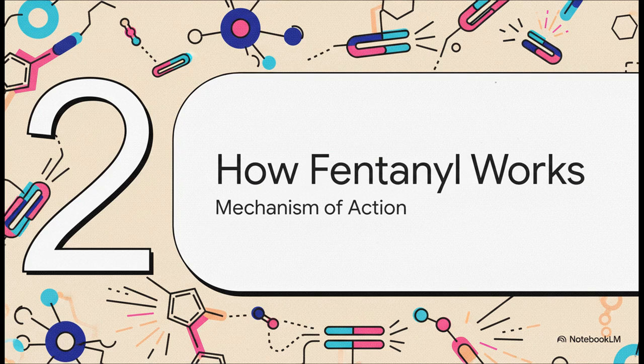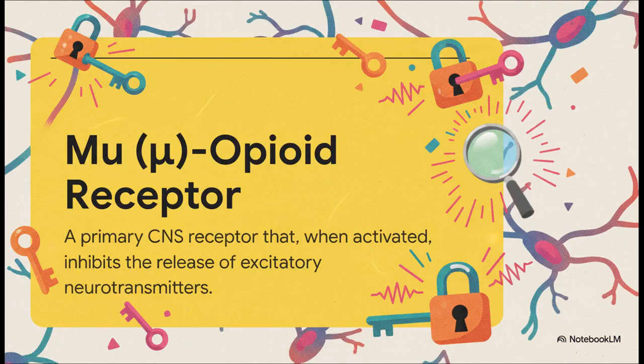So we know what it is, but how in the world does it actually shut down pain on a molecular level? Let's look under the hood. The main target here is something called the mu-opioid receptor. You've got these all over your central nervous system. The easiest way to think about it is like a lock. When that lock is activated or turned, it stops the release of all the little messengers that are trying to scream pain to your brain. Fentanyl is the key that fits that lock absolutely perfectly.